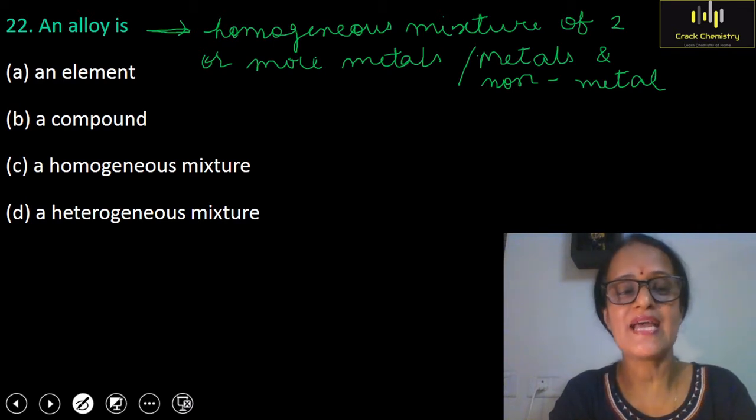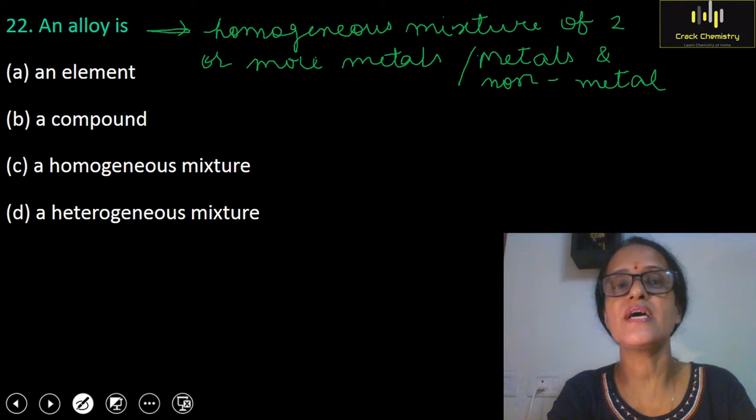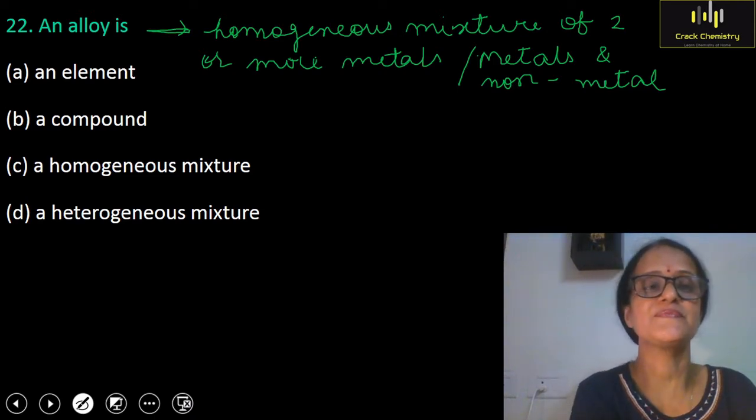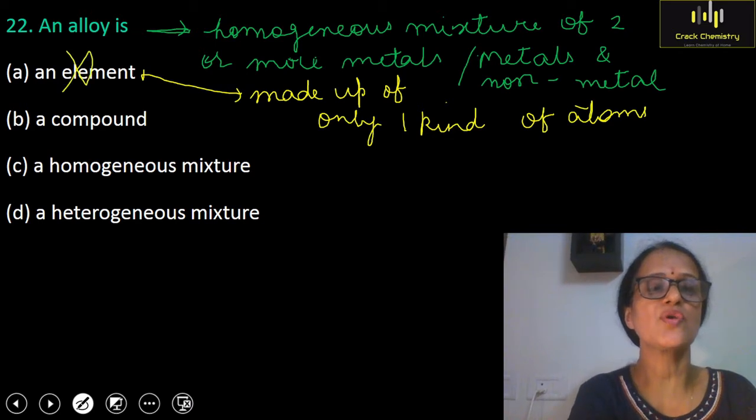First option is an element. So an alloy cannot be an element because an element is a pure substance which is made up of only one kind of atoms, but alloy is a homogeneous mixture of 2 or more metals or metal and non-metal. So option A is the wrong option.